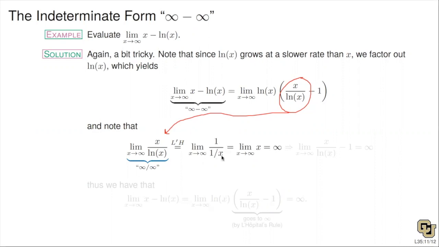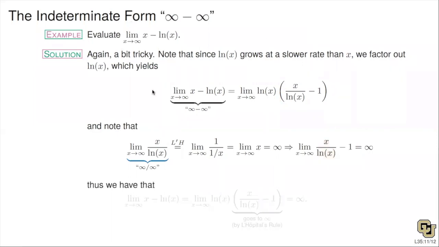Here, after algebraic simplification, the x in the denominator comes up. As x goes to infinity, the limit of x is infinity. So I know that the limit of natural log of x over x goes to infinity, and certainly the limit of natural log of x over x minus 1 would go to infinity. Subtracting 1 is not going to be that big of a difference.